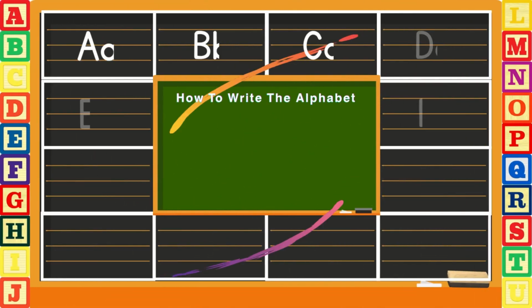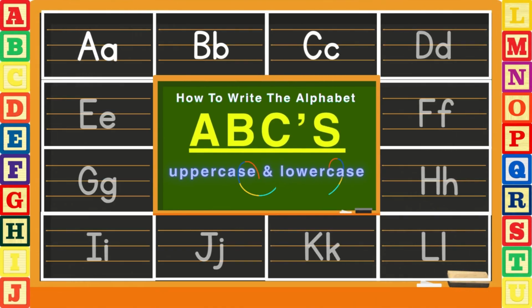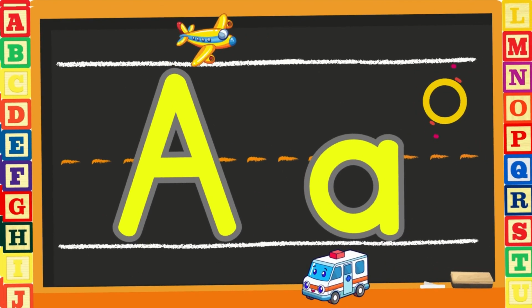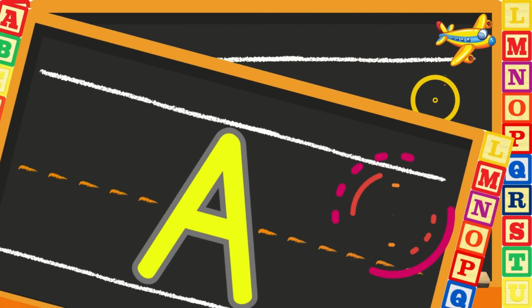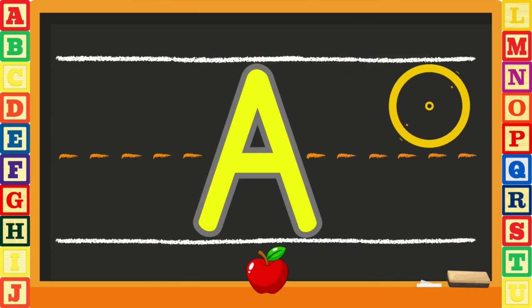How to write the uppercase and lowercase letters of the English alphabet. Our first letter is A. Let's start with big letter A. That's uppercase. Ready? Start at the very top.